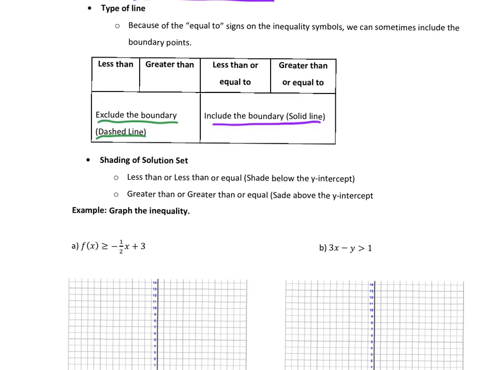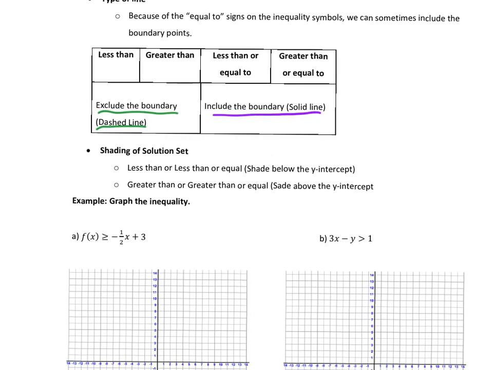And then the shading works where we could go through what we call a test point to check our shades, where you plug into the equation and you make sure it's true or not. But the easier way is to just realize that when you're shading, remember you have a starting point, the Y-intercept. You're either going to shade above the Y-intercept or below the Y-intercept based on the symbol. If it's greater than or equal to, you're shading above the Y-intercept. You want to be above your Y-intercept. If it's less than or equal to, you want to be below your Y-intercept.